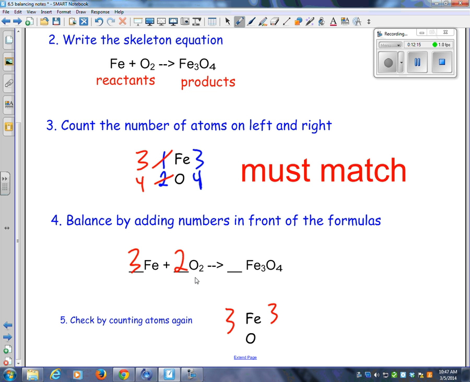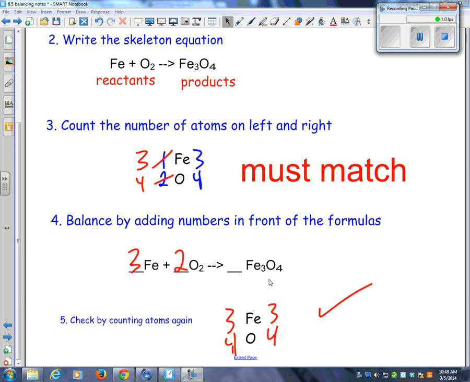How many O's here, Chance? 4 is good, and I've got 4 over there. I am balanced. This is a balanced equation. It also tells you the proportion. You're going to need 3 atoms of Fe for every 2 molecules of oxygen. Okay, it tells you the proportions to mix them in, kind of thing, too.